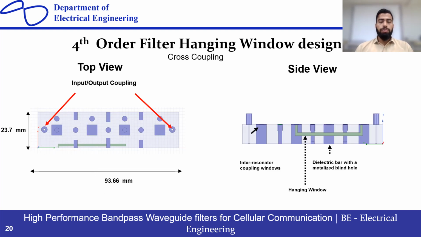Okay, so this is the final software model of my fourth order filter. As you can see in the title, fourth order filter hanging windows design, cross coupling. At the top view of this filter, you can clearly see that the hanging window is being introduced in this model. The inter-resonator coupling windows remain the same, and the dielectric bar with a metallized blend hole is being mentioned here. And the width of this filter is 23.7 millimeter, and the length for the whole filter is 93.66 millimeter.